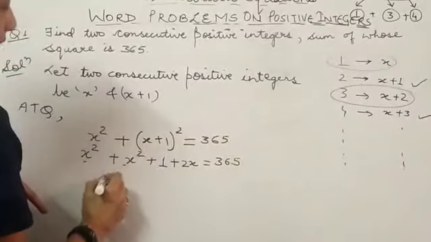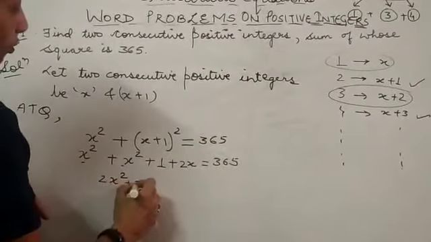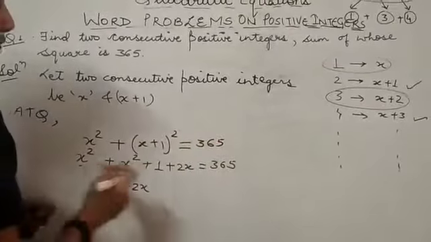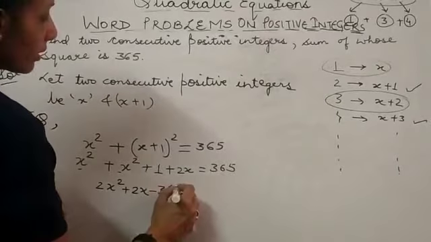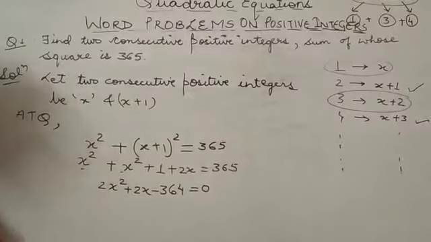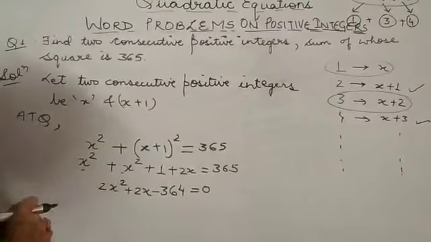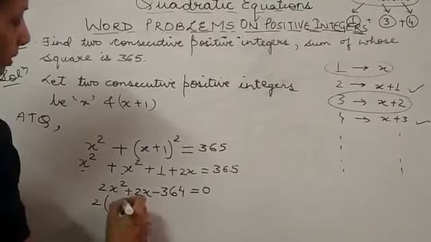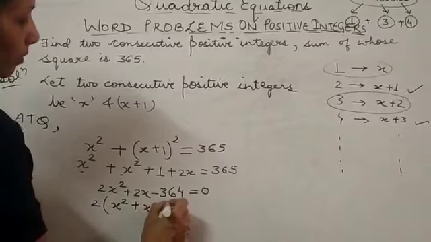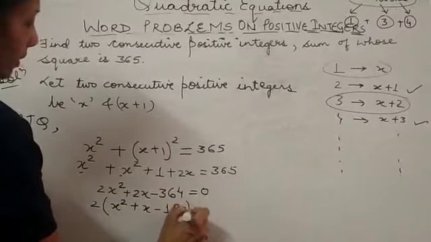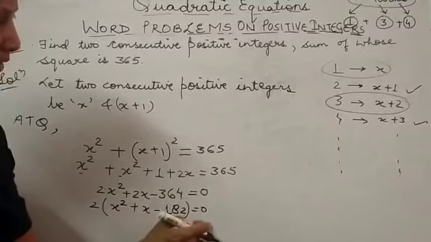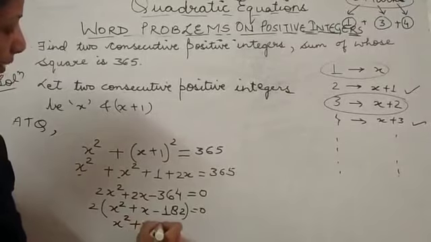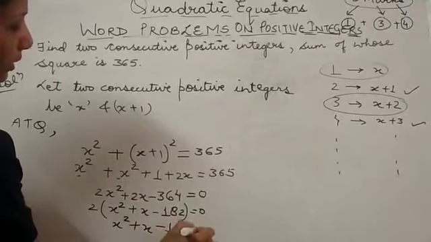Now x square and x square will be 2x square, plus 2x, and when this 365 comes to this side, it becomes minus 365. So finally I will get 364 equal to 0. Now you see I can take 2 common out of it and reduce this to a simpler form. So 2 taken out, I am left with x square plus x minus 182 equal to 0.